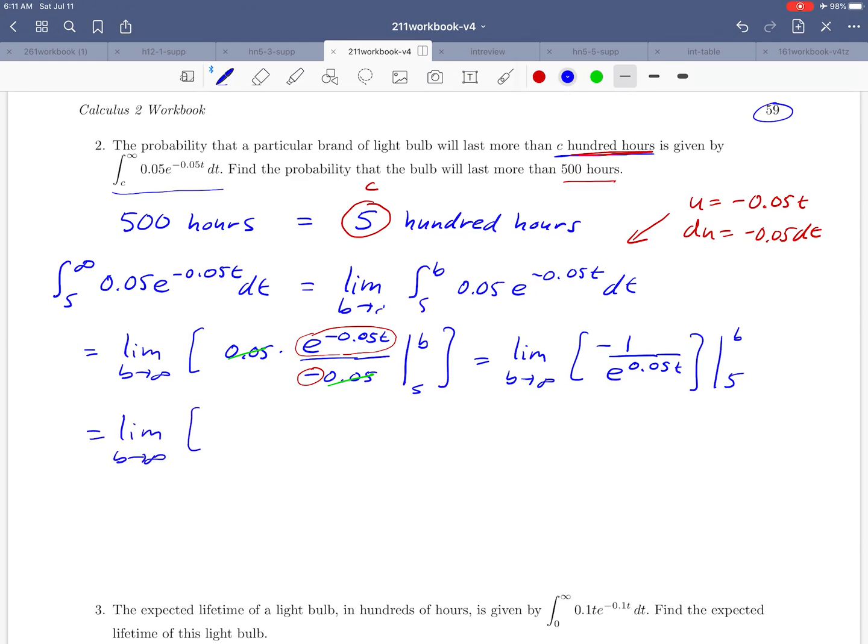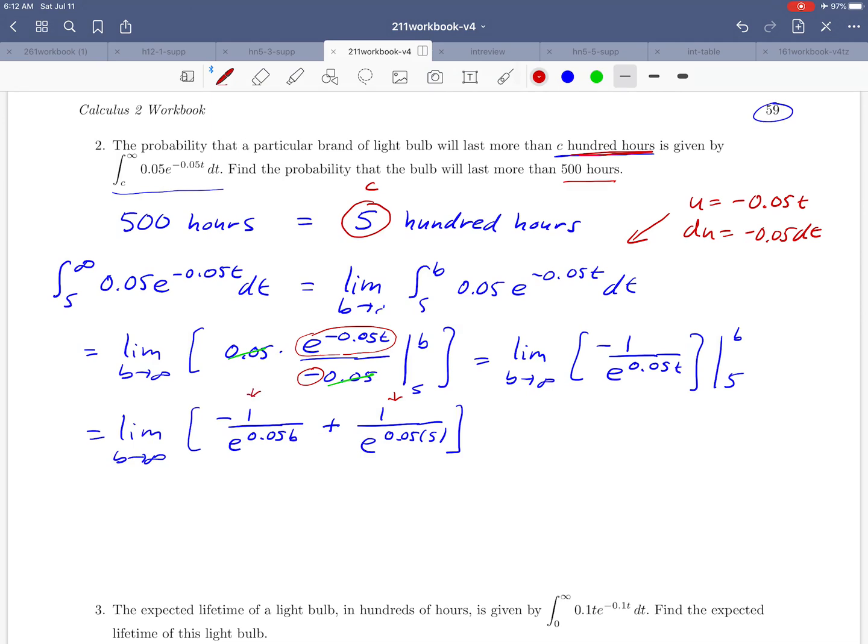Our upper limit is t equals b, so we'll plug in b for t. And then subtract the lower limit. That's going to give us a minus, a negative, which is a plus, 1 over e^(0.05 times 5). And next question is, what happens as b goes to infinity? Well, the second term just has numbers in it, so that's going to be unaffected by taking that limit.